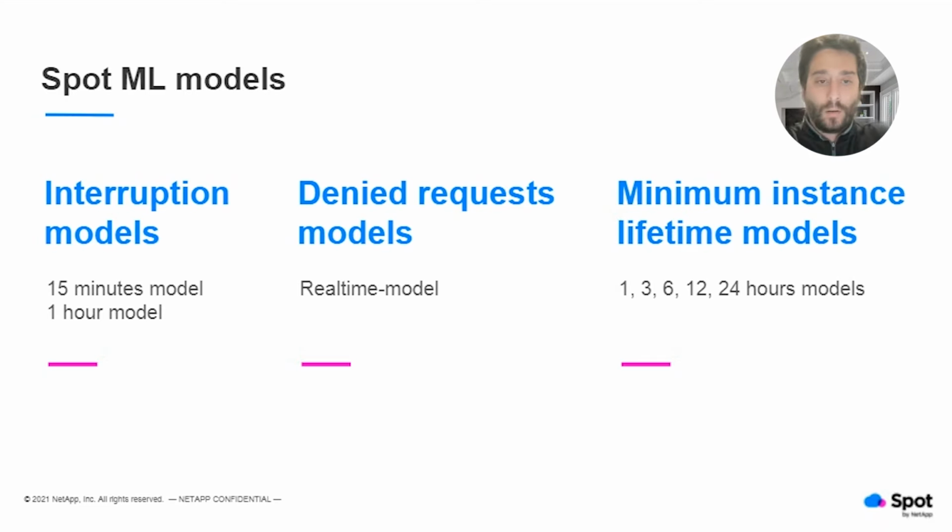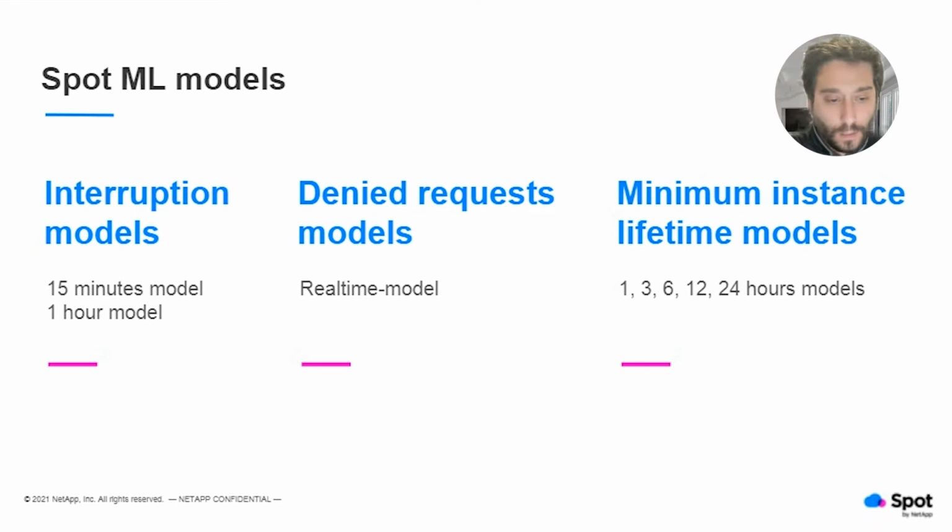So there are multiple models: 1, 3, 6, 12, and 24 hours. And yes, there are some markets that can run even more than 24 hours. And that's what we do here. When you ask for 6 hours, for example, what Elastigroup will do is find you the best candidates that can live that long. Of course, there might be unexpected interruptions, but in case you ask for 6, Elastigroup will do the best it can in order to provide you the best instances that can live longer than 6 hours.